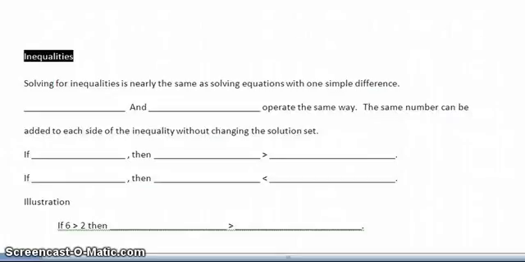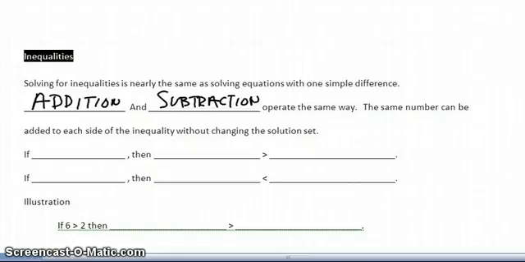Hi, and welcome back. In this video segment, we're going to be talking about solving inequalities. Solving inequalities is nearly the same as solving regular equations. There's one simple difference, and we'll talk about that when we get to multiplication and division. However, for addition and subtraction, the process is exactly the same. Nothing changes and we don't do anything with the inequality sign.